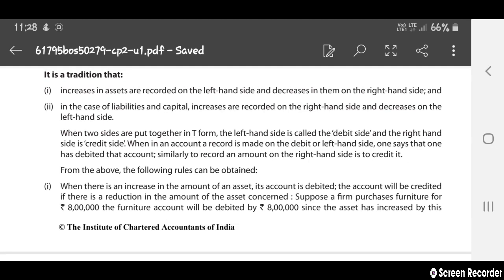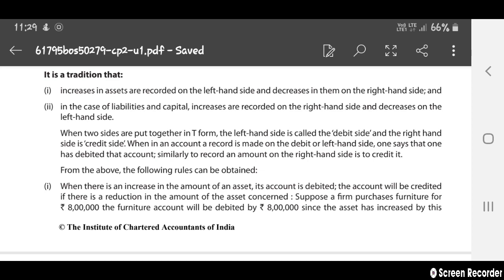Next, it is a tradition that increases in assets are recorded on the left hand side and decreases on the right hand side. So if an increase in assets happens, it is recorded on the left hand side. A decrease is recorded on the right hand side. In the case of liabilities and capital, increases are recorded on the right hand side and decreases on the left hand side. When the two sides are put together in T form, the left hand side is called the debit side and the right hand side is the credit side, as you have learned about debit and credit.